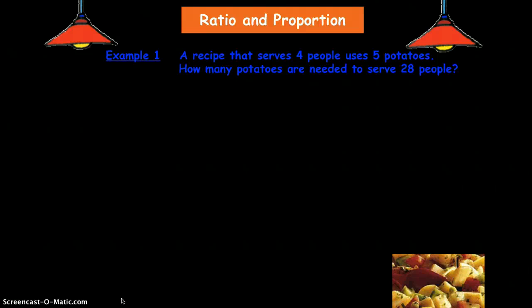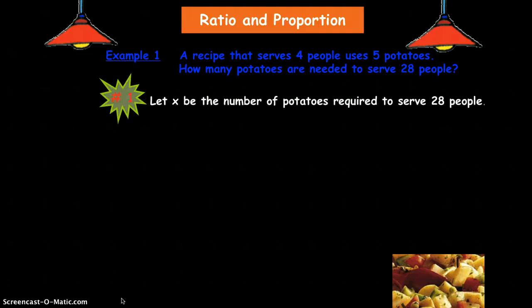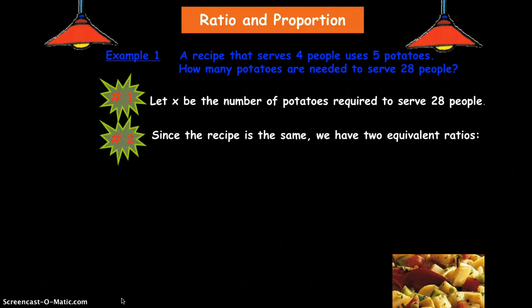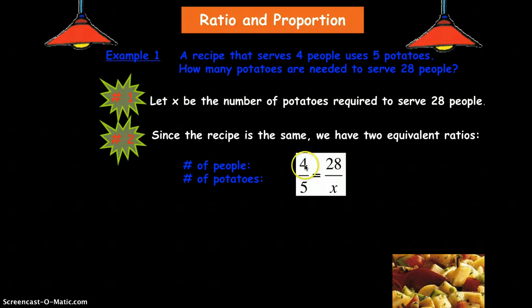Another example. A recipe that serves 4 people uses 5 potatoes. How many potatoes are needed to serve 28 people? Okay, so let's write it out. Number 1, let x be the number of potatoes. The number of potatoes is your missing number. And we are looking for serving 28 people. So we're going to use equivalent ratio, number of people and number of potatoes. On top are the number of people. If there are 4 people, you need 5 potatoes. If there are 28 people, we don't know how many potatoes.